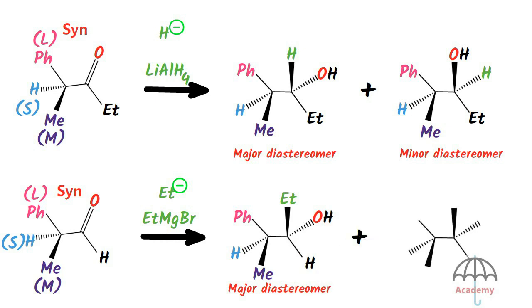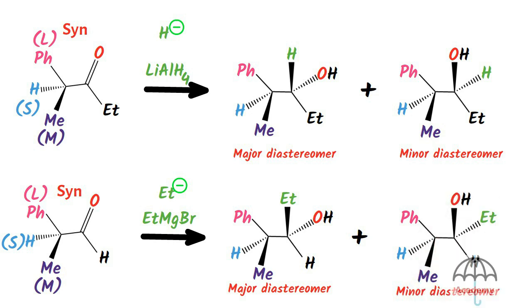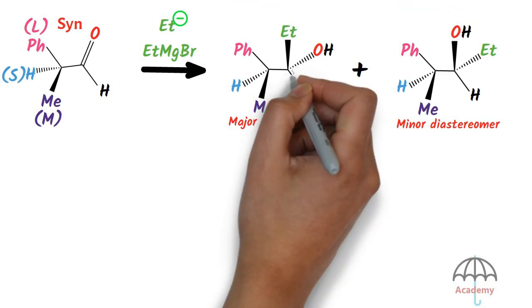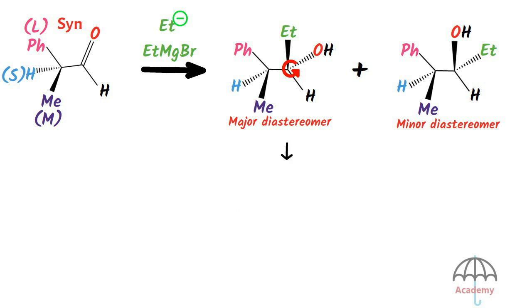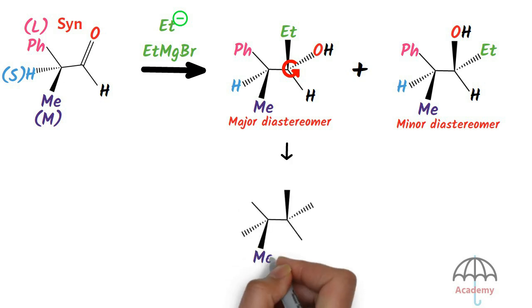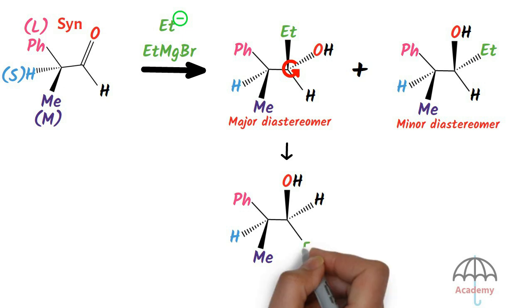The minor diastereomer will be having opposite configuration on the new chiral center generated. As an organic chemist, we know that the better way is to write the carbon chain in the plane of the paper. To bring ethyl in the plane of paper, we will rotate this carbon anticlockwise. After rotation, the groups on this carbon remain unchanged. The hydrogen reaches on the dashes, hydroxyl on the wedges and ethyl in the plane of the paper.